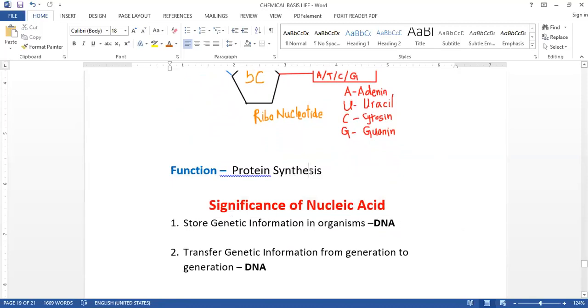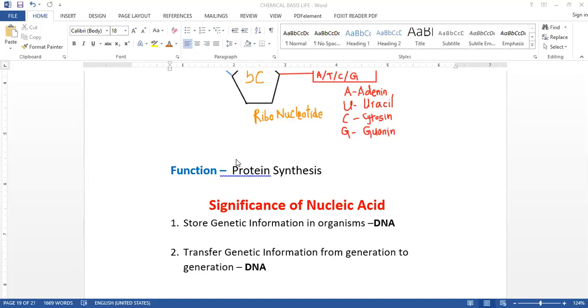To produce protein, what is needed? Can you tell? Sunlight? No, I'm talking about photosynthesis. I'm not talking about photosynthesis, I'm talking about protein. To produce protein, what is needed? Simple question. Amino acid. When a collection of amino acids combines, protein will be formed.